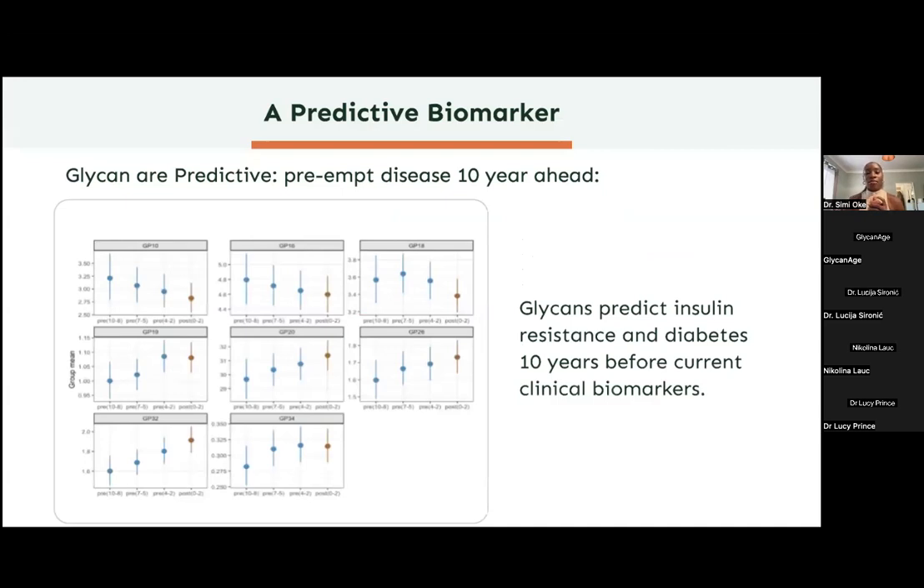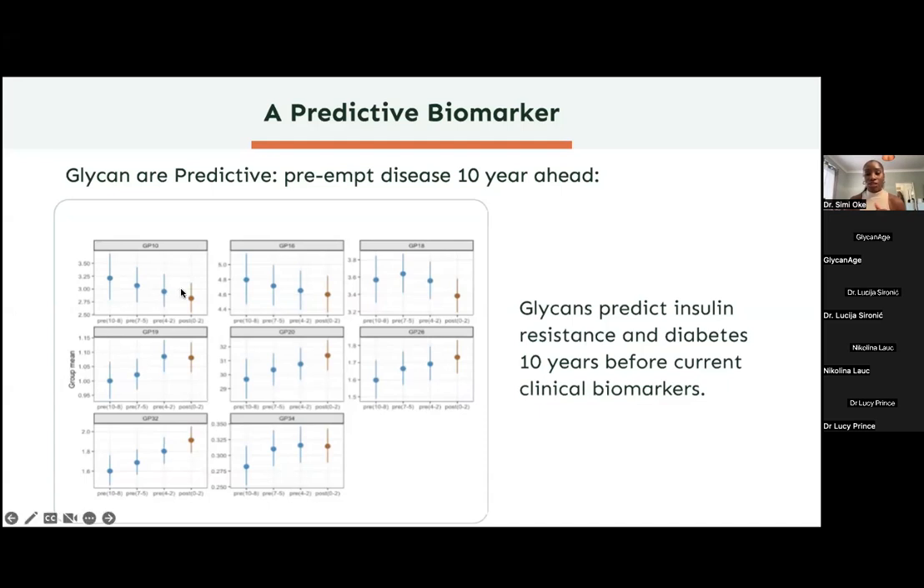The other, I think, most valuable feature of GlycanAge is that it's a predictive biomarker. So we know that glycans are predictive and they can preempt disease up to 10 years in advance. So if we're looking at these graphs on the left-hand side, you can see there are 8 boxes, and each box represents a glycan, so one of these complex sugars that you see on the surface of IgG.